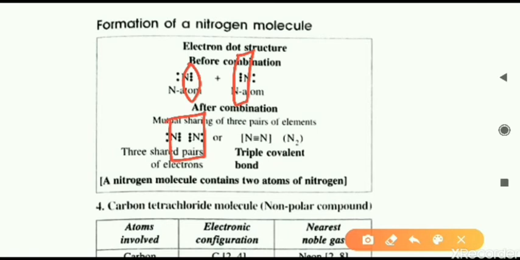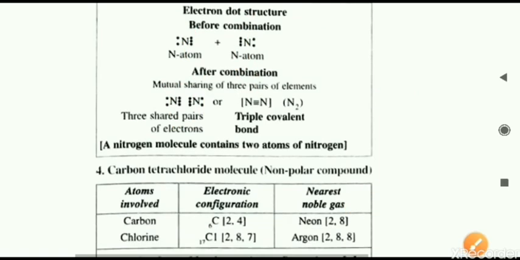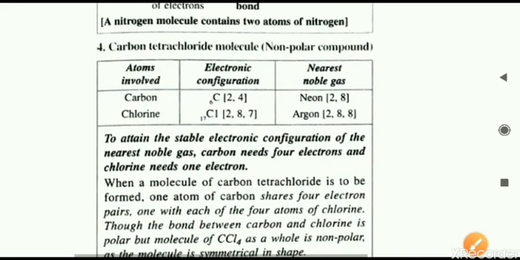That is, a total of 6 electrons are involved in this sharing, and it leads to what? It leads to the triple bond that is forming there. As a result, N2, that is the nitrogen molecule, is formed there. That is complete. Now we will move to carbon tetrachloride.